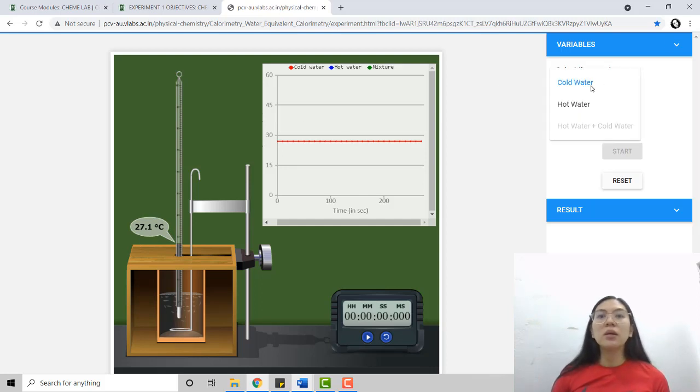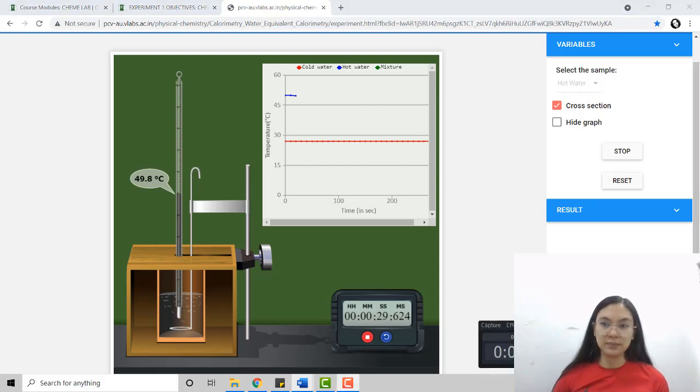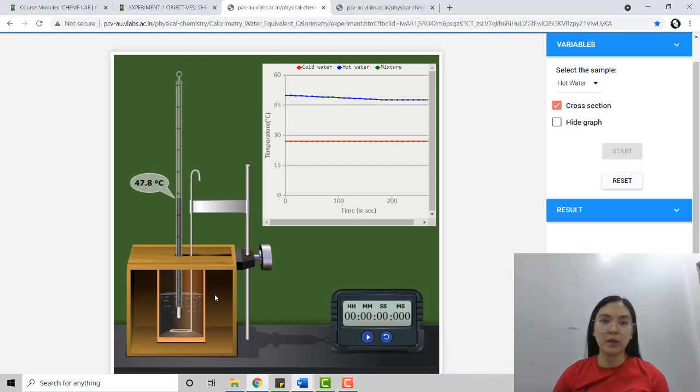Then after that, you will be doing the same procedure with the hot water. So let's click on start. You will record the final temperature of the hot water again for 5 minutes. This is what's happening inside. Once the timer has stopped, you will be recording as well the temperature of the hot water. That's the blue line there.